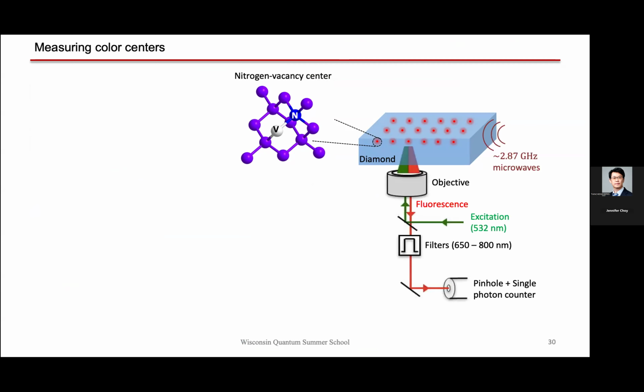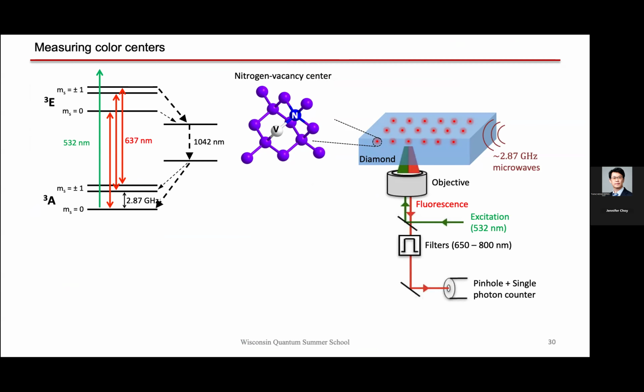You measure it with a fluorescence microscope, and that's because if you look at this energy level diagram, it looks very similar to the energy level diagram that I was showing earlier with rubidium, right? You have some kind of ground state, hyperfine ground state, and excited state, where the separation between the ground and excited states is in the optical domain instead of the near infrared. Here we have basically a red transition at 637 nanometers.